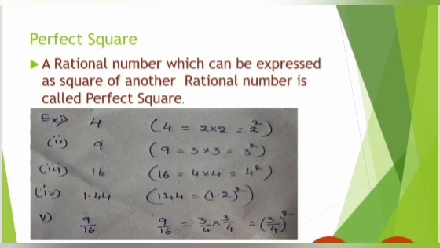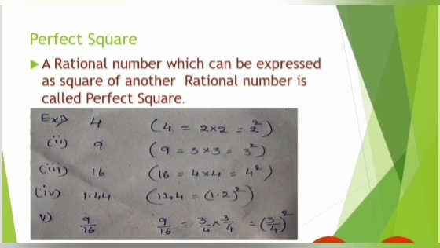Next example 1.44. 1.44 can be written as 1.2 whole square. Okay, 1.44 is also a perfect square. Next example 9 by 16. 9 by 16 is written as 3 by 4 into 3 by 4, that means 3 by 4 whole square. Okay, 9 by 16 is also perfect square. So there are various examples of perfect squares.